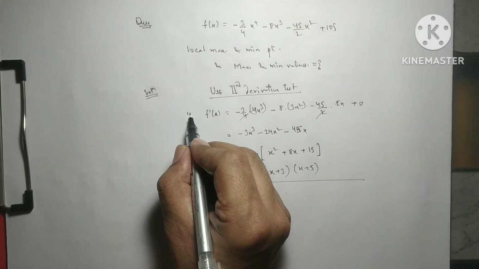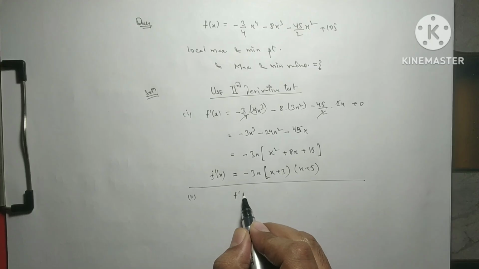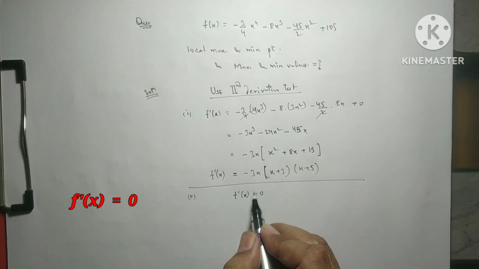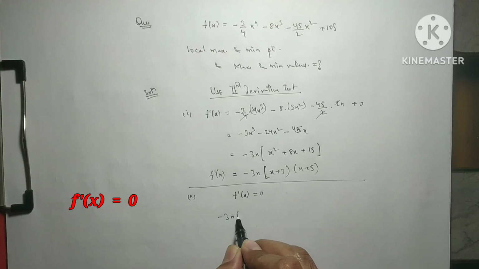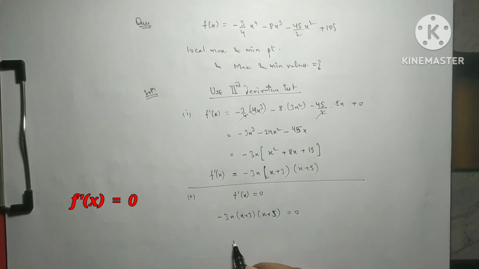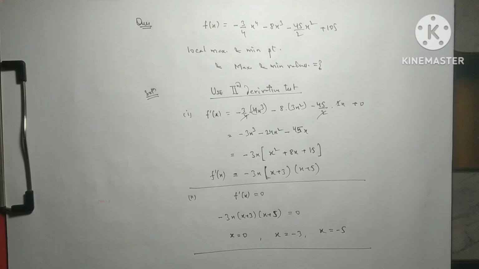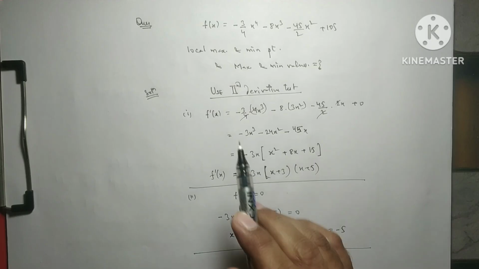Now step 2, we put f dash x equals to 0. So minus 3x (x plus 5)(x plus 3) equals to 0, and getting the values of x, these will be x equals to 0, x equals to minus 3, and one more, x equals to minus 5. So this is our step 2.